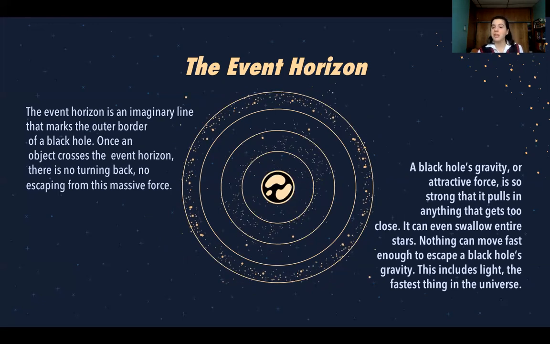A black hole's gravity, or attractive force, is so strong that it pulls anything that gets too close. It can even swallow entire stars. Nothing can move fast enough to escape a black hole's gravity. This includes light, the fastest thing in the universe. Okay, that's why we say that nothing can escape it. As far as we know, light is the fastest thing in the universe.